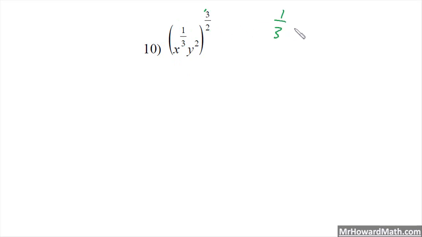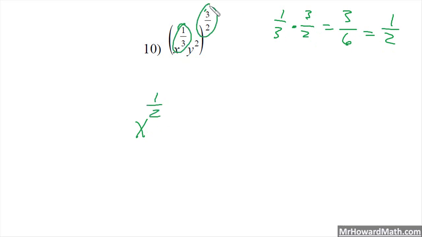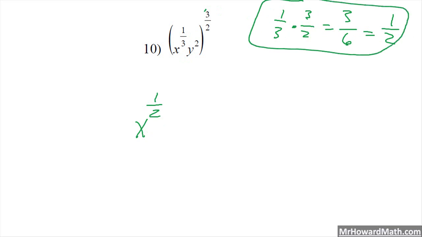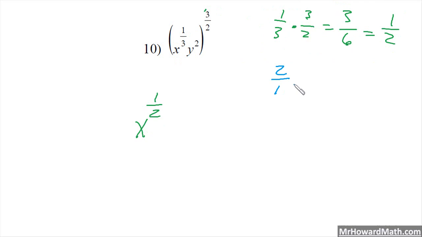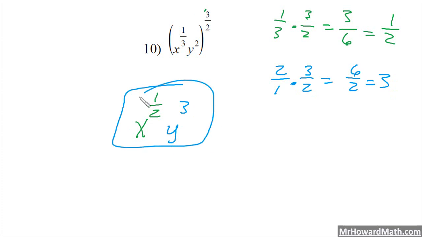So we have 1/3 times 3 over 2 gives us 3 over 6, which would simplify to 1/2. So it's x to the 1/2 power. We have the 1/3 times the 3 over 2. That's the work I did off to the side here. For the y, we have a 2 over 1 multiplied by this 3 over 2 power. So we get 6 over 2, which would simplify to 3. So we have y to the 3rd power. So the final answer there is x to the 1/2 power, y to the 3rd power.